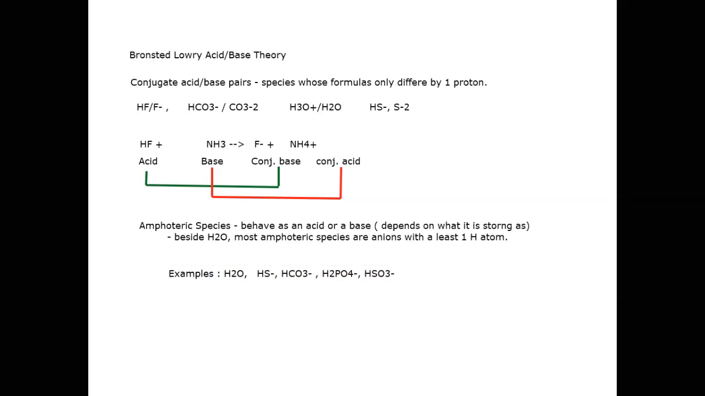So for example, if I have, let's see, HNO3 plus HS minus. Here, HS minus is going to behave as a base because it's stronger as a base than it is as an acid. Nitric acid is a very strong acid. So we get NO3 minus plus H2S, for example. So with Bronsted Lowry acid-base theory, you have conjugate acid-base pairs, and you have these species called amphoteric that can behave as an acid or a base.